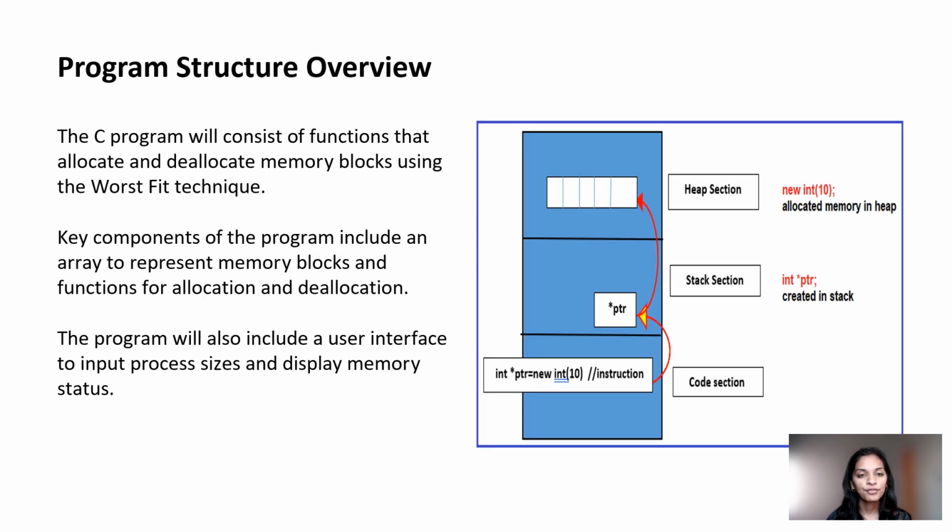Program structure overview. The C program will consist of functions that allocate and deallocate memory blocks using the worst fit technique. Key components of the program include an array to represent memory blocks and functions for allocation and deallocation. The program will also include a user interface to input process sizes and display memory status.